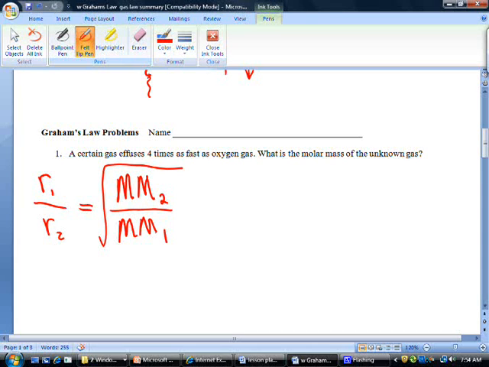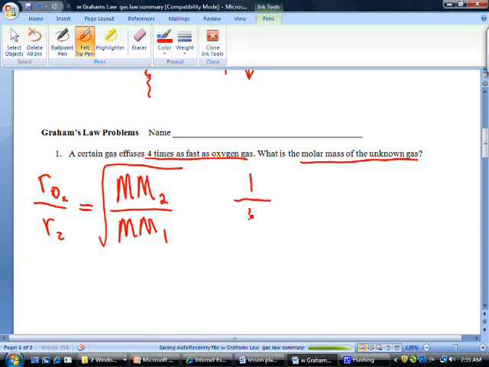So if we're going to just substitute the numbers from this problem into this equation, what would be the rate of the oxygen gas? So I heard a couple of you say 1. I'm just substituting the rate for oxygen gas. I'm just going to change this to O2 so we know we're talking about oxygen. What's the rate of the unknown gas?